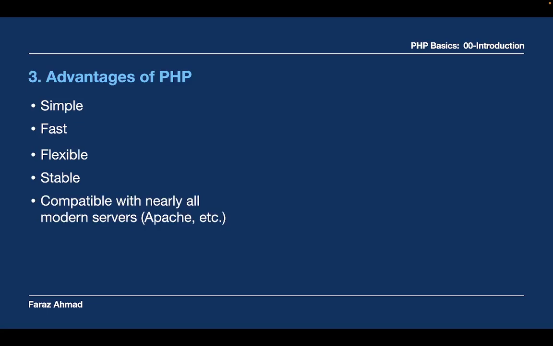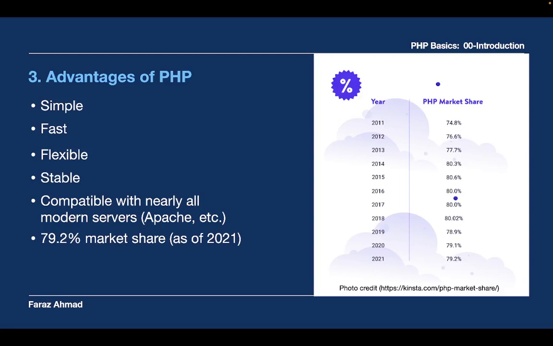It is compatible with nearly all modern servers such as Apache. It has 79.2% of market share as of 2021. If you see from this picture, in 2011, the PHP market share was 74.8%, but in 2021, that market share is 79.2%, which is very huge. It means that out of every 100 websites in the world, 79.2% websites are developed using PHP.